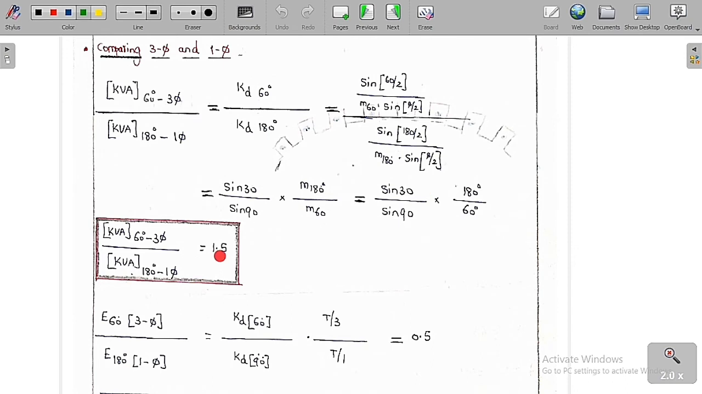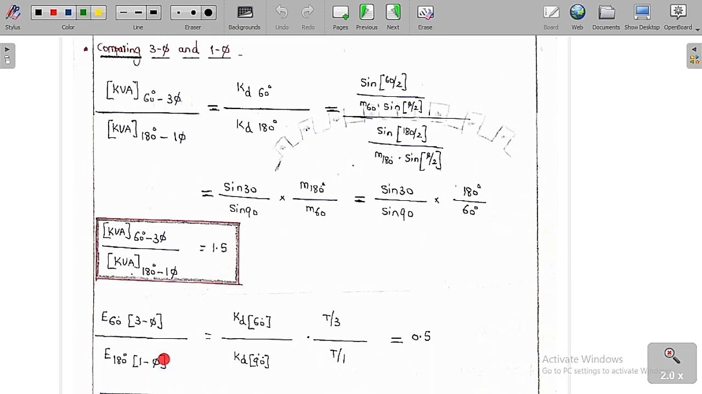So simply we can say that the more the phasing, the more the kVA rating. If you go for a higher number of phases, you are going to get a higher kVA rating. That is what we have seen here. In a three-phase system, the numerator is higher than the denominator. That is the reason this ratio is greater than 1, equal to 1.5. So we can say the kVA rating of a three-phase system is always higher than that of a single-phase system, with the ratio equal to 1.5.